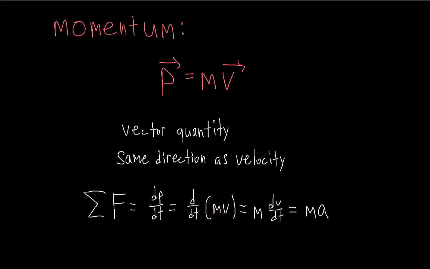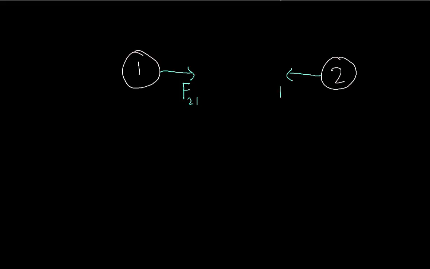So let's say we have a system with two objects, and only these two objects. And so there are no external forces. The only forces are the internal forces that the objects are exerting on each other. By F21, I mean the force that object 2 exerts on object 1. And similarly, F12 denotes the force that object 1 is exerting on object 2. By Newton's third law, we know that these two forces are equal and opposite.